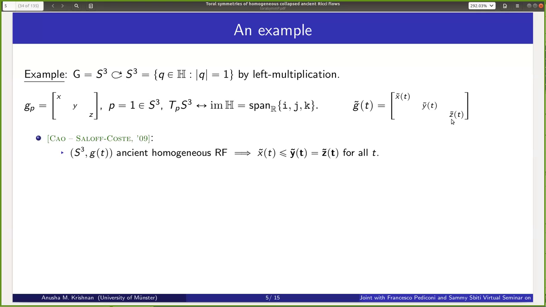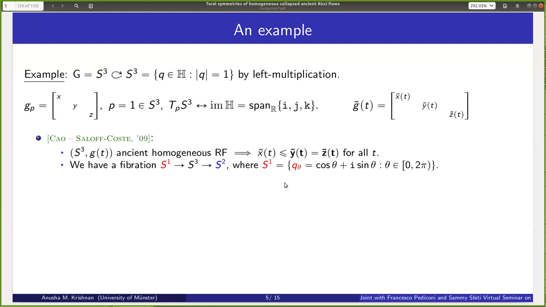What is known due to work of Cao and Saloff-Coste is that if you have an ancient homogeneous Ricci flow on the three sphere, then the eigenvalues of the metric must satisfy this following relation. That is, the two largest eigenvalues must be equal all along the flow. And there's more.